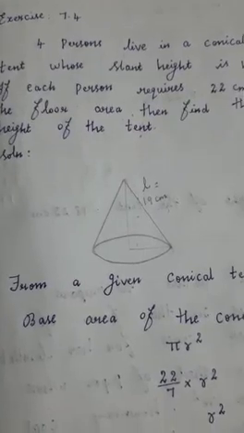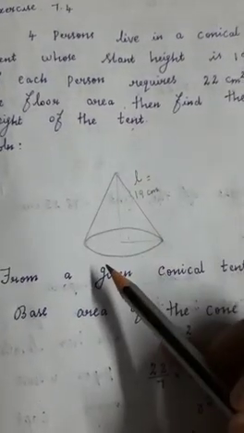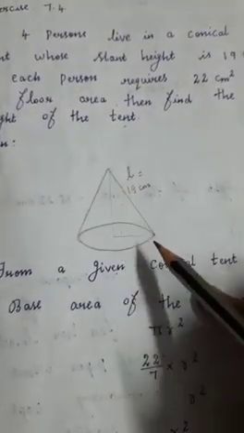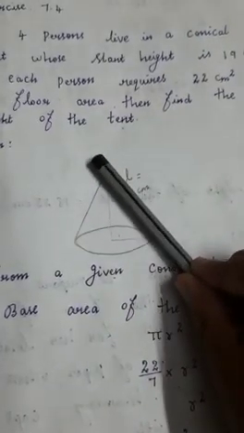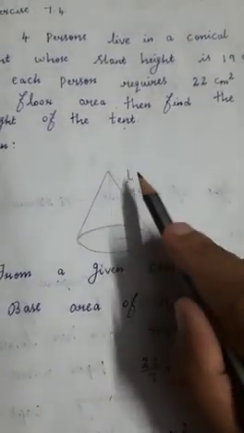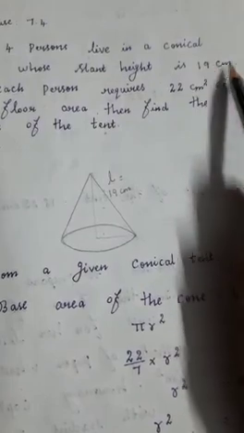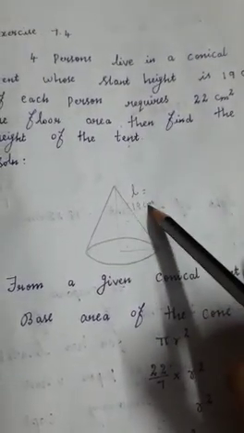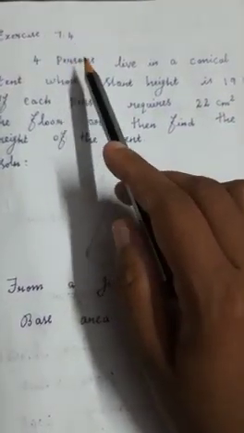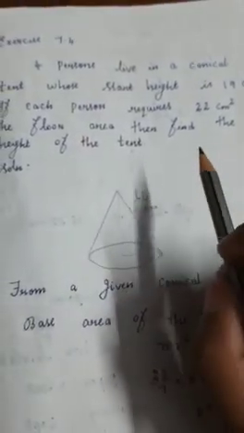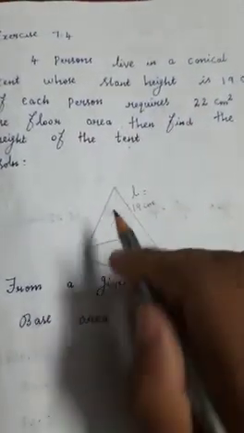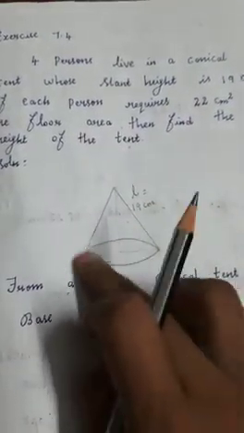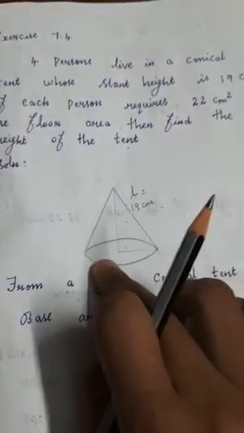So in our question, what they have given: one conical tent you have. They have given the slant height of the conical tent. Slant height means this part, okay. So that is L. L is equal to how many centimeter? 19 centimeter they have given. How many persons live in a conical tent? 4 persons. In this conical tent, which part can they sit? This floor area, the circle part only they can sit, okay.